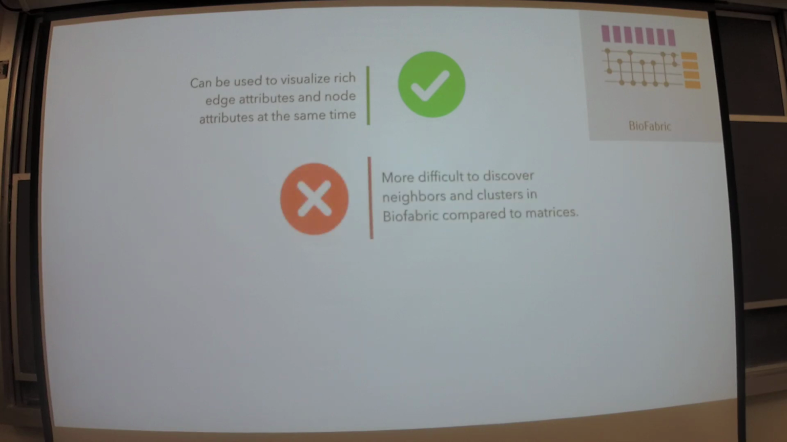It's a little more difficult to discover neighbors, clusters, and definitely to follow paths, because you pretty much have to skip over to find where those things connect. So overall, we recommend it for small networks that are sparse, that have a lot of node and edge attributes that are relevant to your task.